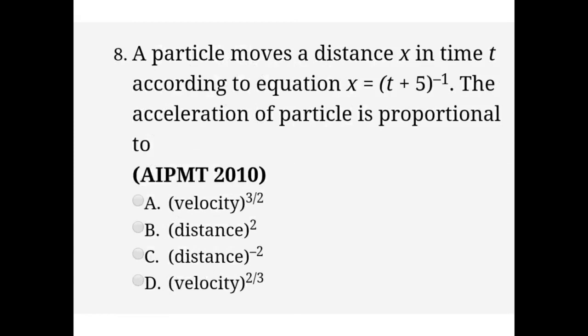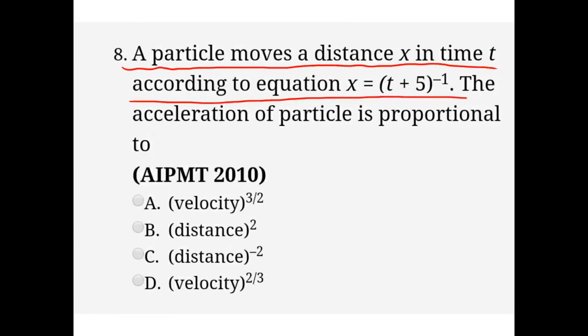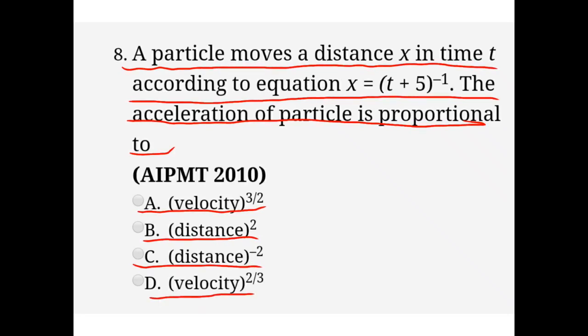Question number 8. A particle moves a distance x in time t according to the equation x is equal to (t plus 5) whole power minus 1. The acceleration of the particle is proportional to option A velocity whole power 3 by 2, option B distance whole square, option C distance whole power minus 2, option D velocity whole power 2 by 3.